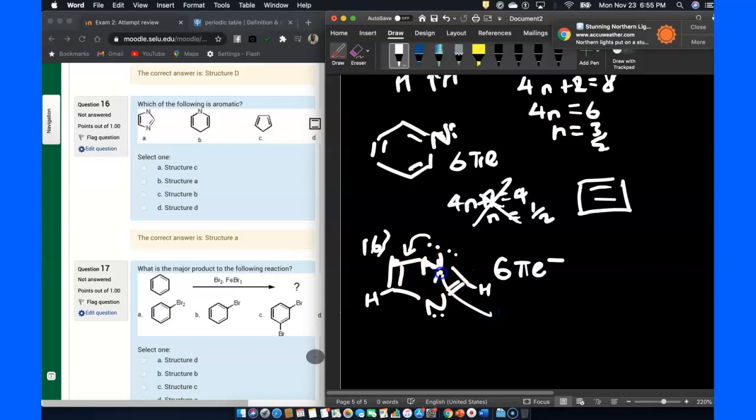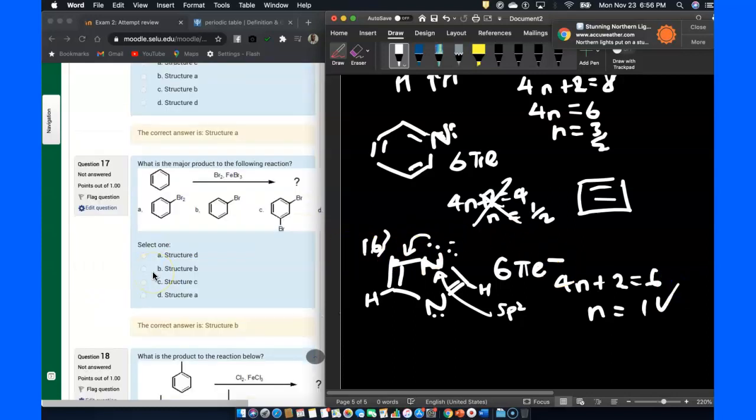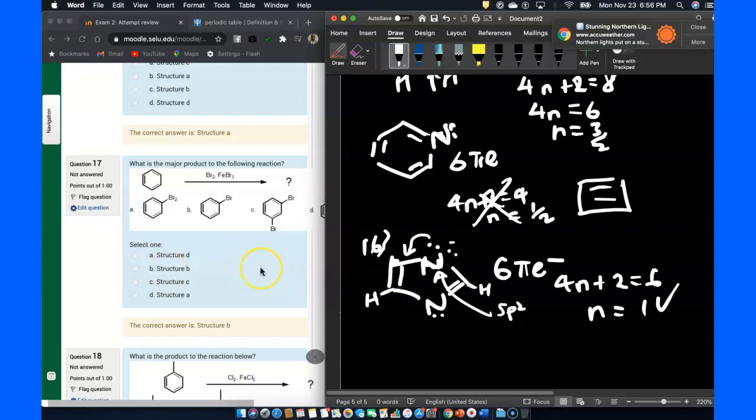This guy is sp2. Reason being, actually, this one should have had a negative charge. I'm assuming you would have known that if you drew the Lewis structure. So you have a lone pair and 2 bonds. That's sp2. 3 electron domains, 2 bonds and a lone pair. And then the other lone pair is used in resonance. If you solve for n, you'll find that n is going to be equal to 1. So it's aromatic. Okay, moving on to question 17.